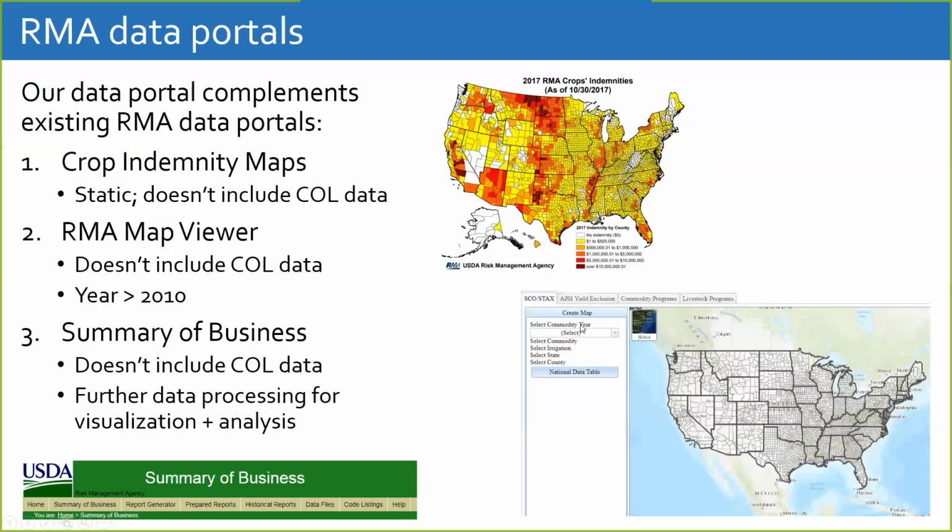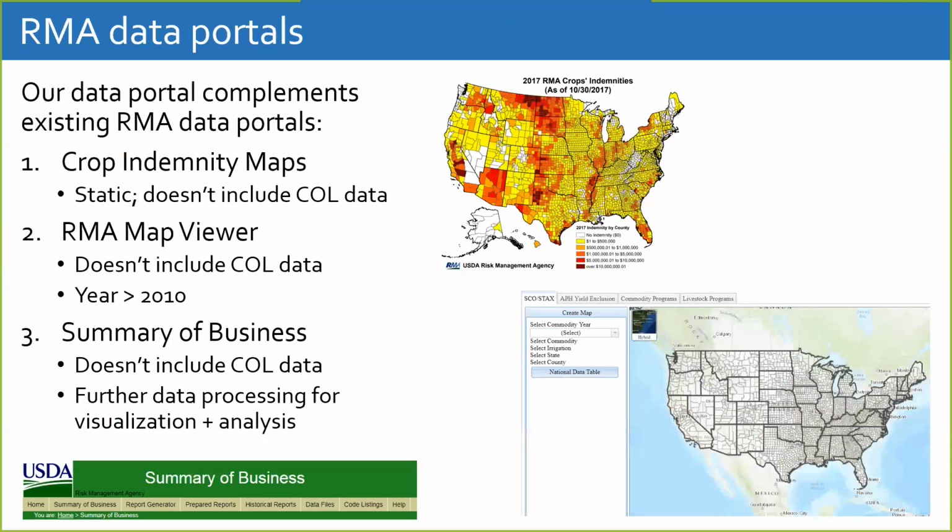And so before I detail our data viewer, it's important to highlight existing RMA tools. So really our data portal complements what's already available through the Risk Management Agency. First, they have crop indemnity maps. These are static and don't include cause of loss data, but they are available as PDF for download and show county level crop indemnities over different time periods.